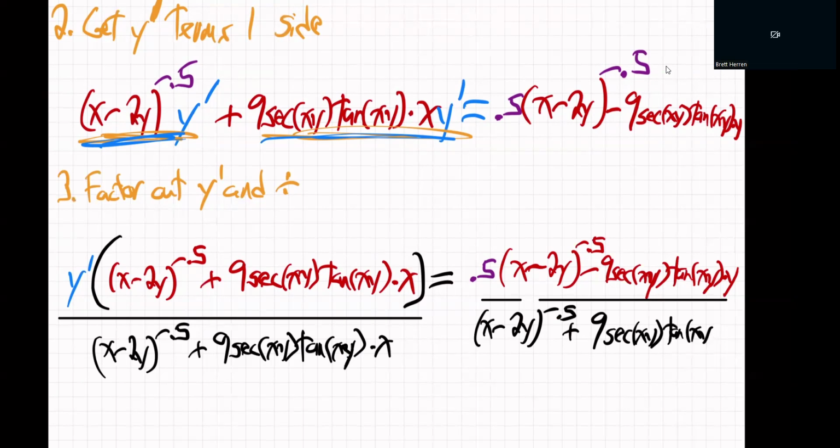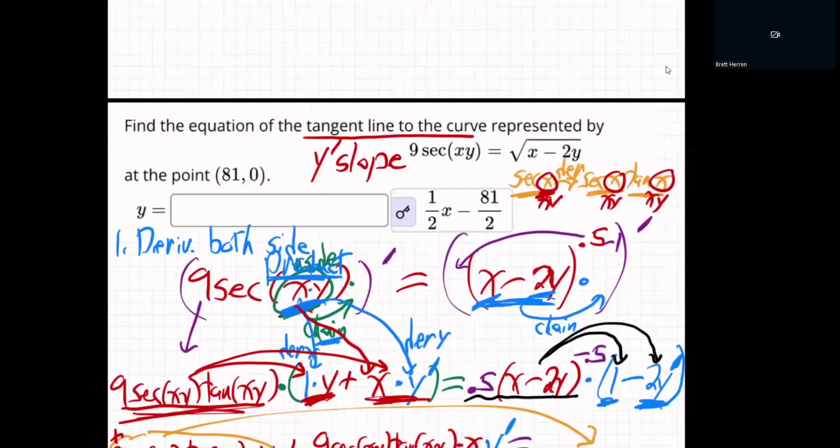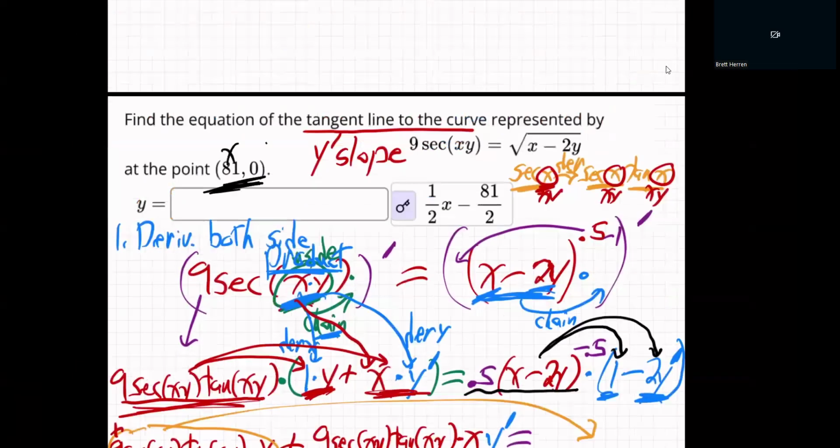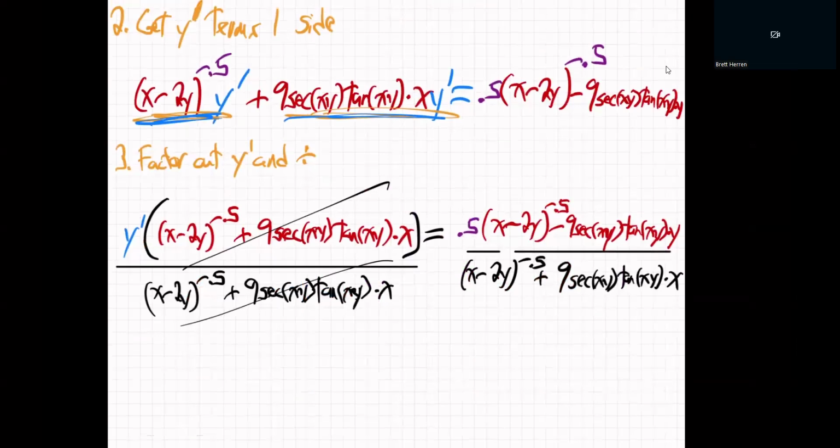Oh, all those little xy's, I'm growing weary of writing them. Times x. Okay, boom, boom. Y prime's alone after all that. Okay, now, that was awful. Now we're supposed to plug in the point 81, 0. That's x, that's y, right? All right, let's do it.